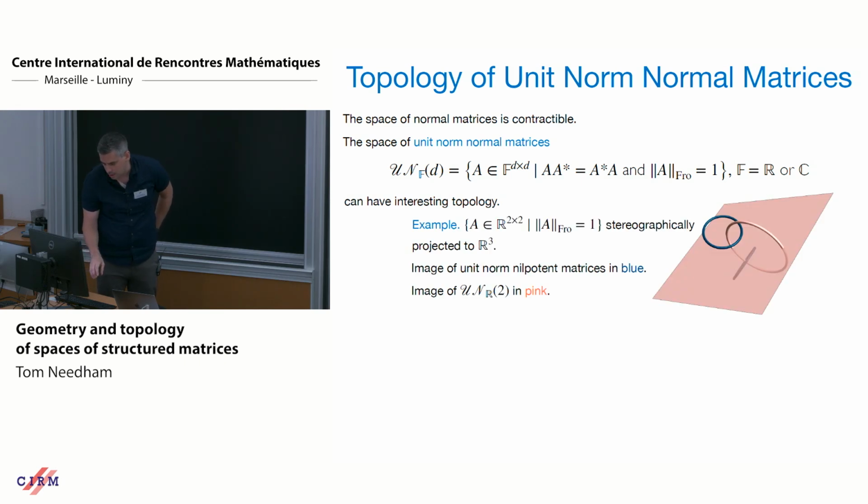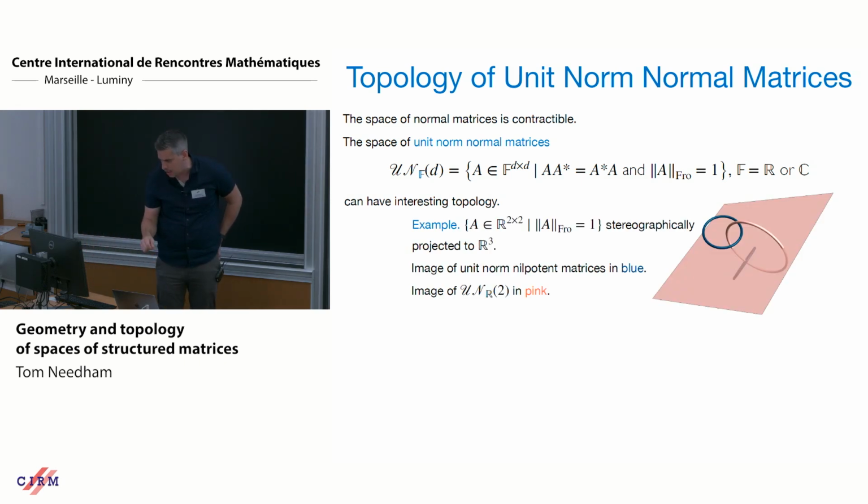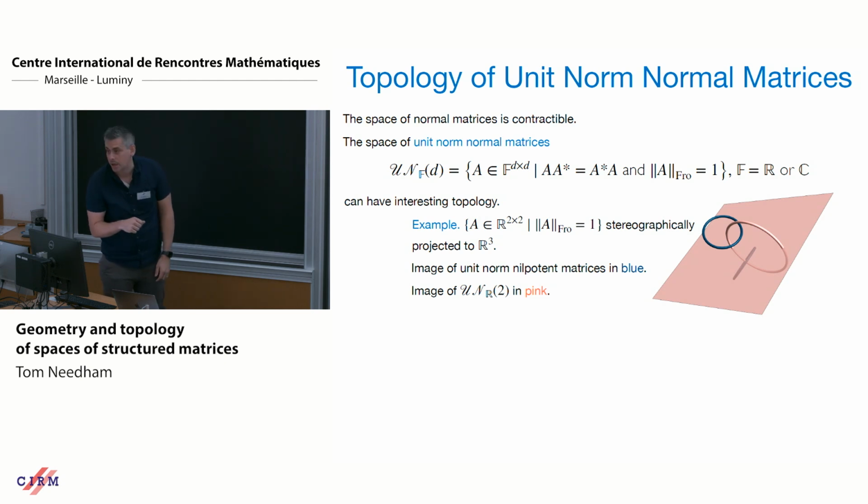Here is a picture. I'm taking 2x2 matrices with Frobenius norm 1, so it's a 3-sphere. I'm stereographically projecting to R3, and I'm coloring the unit norm normal matrices in pink in this picture. We see that that's not simply connected. The blue rings are the image of the nilpotent unit norm matrices.